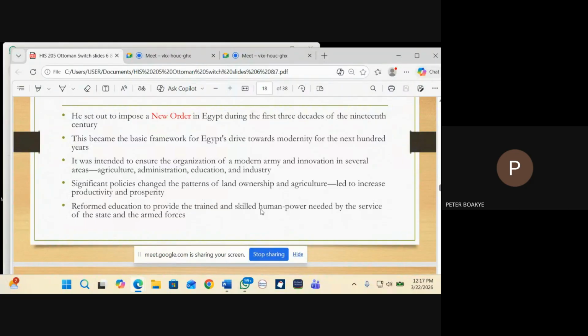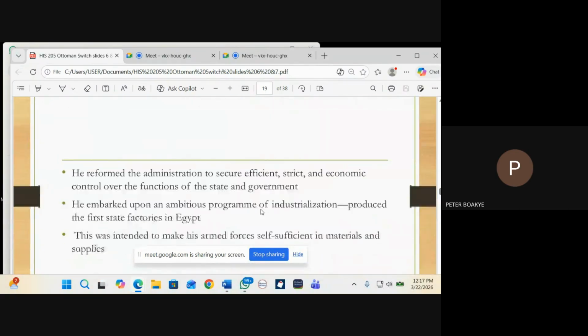It was intended to ensure the organization of a modern army and innovation in several areas, such as agriculture, administration, education, and industry. Significant policies changed the pattern of land ownership and agriculture, and it led to increased productivity and prosperity in Egypt. So he reformed education. He saw education as the backbone or the keystone of the people's life and happiness. To that end, he reformed education to provide the trained and skilled human power needed by the service of the state and the armed forces.